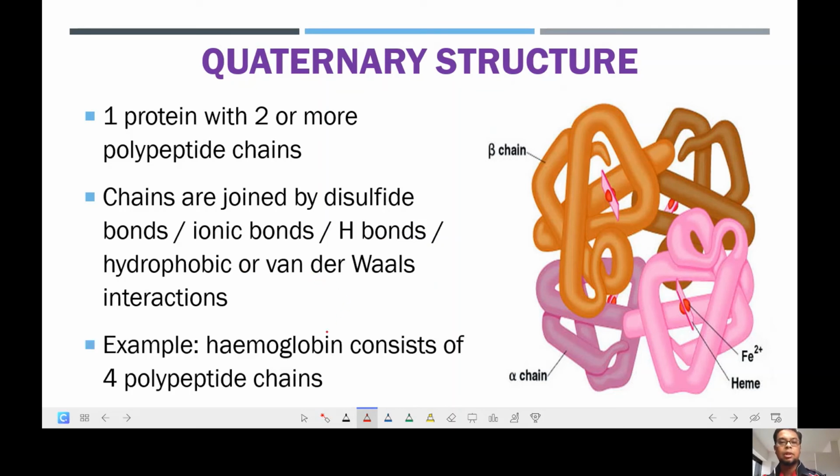For example, hemoglobin, which is a very important type of protein that can be found in our red blood cells. Hemoglobin is a type of protein that shows a quaternary structure because it consists of 4 polypeptide chains. If you look at this particular diagram, we can see that one hemoglobin molecule consists of 2 alpha chains and another 2 beta chains.